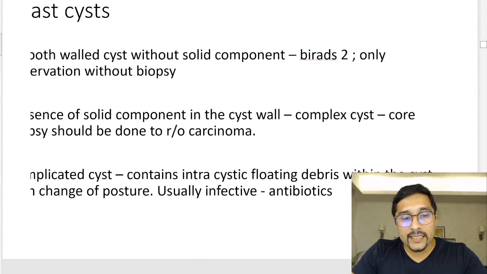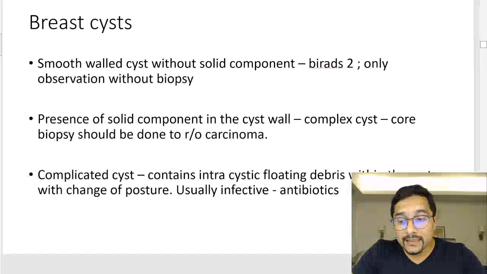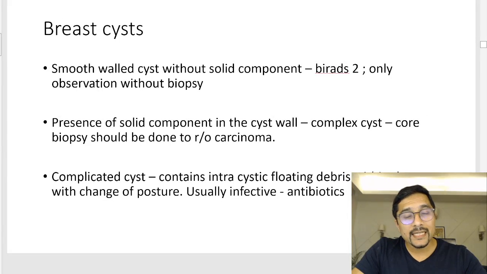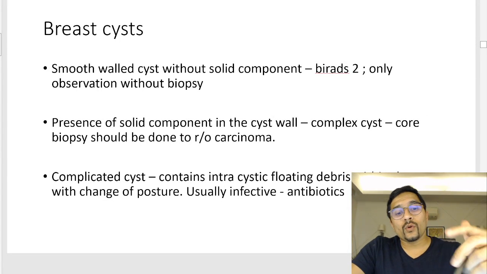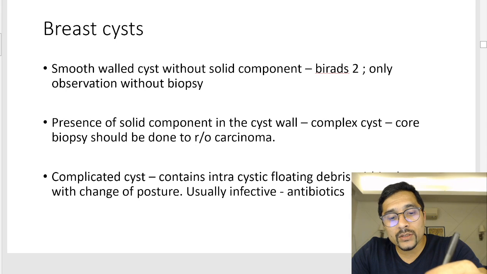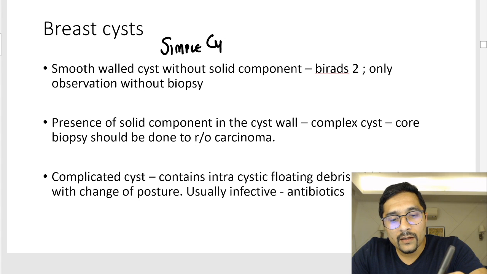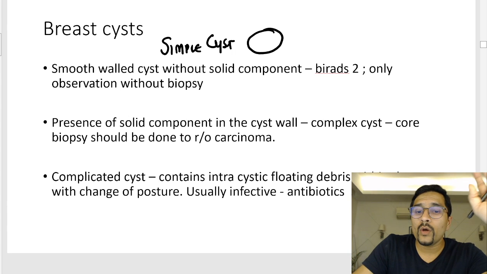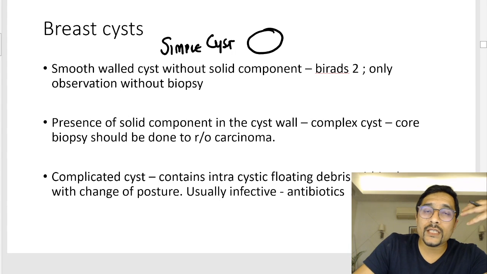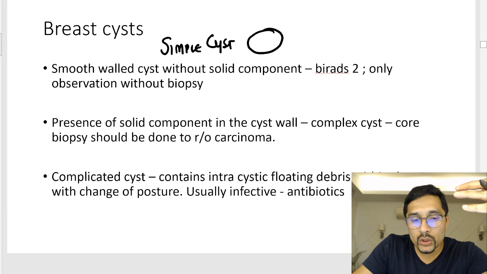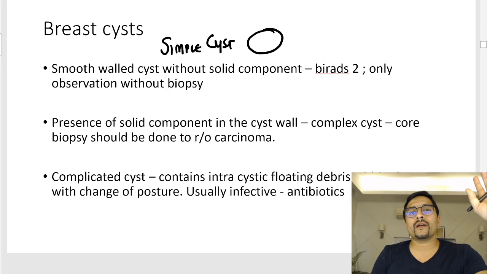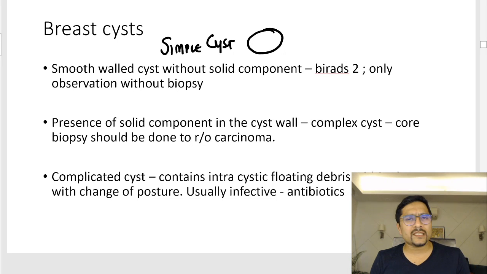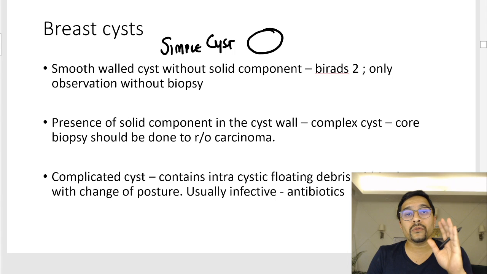Another update in the latest edition of Bailey is regarding breast cysts. So breast cysts can be of 3 types. You can have a smooth wall cyst. This is known as a simple cyst. A simple cyst will be a smooth cyst with no solid component. This is usually reported as BIRADS 2 and nothing is required. If it is very big, you just aspirate it. Otherwise, we don't need to do anything.